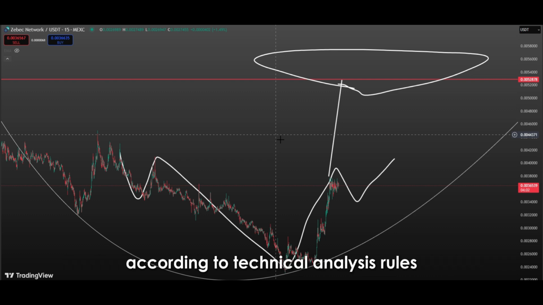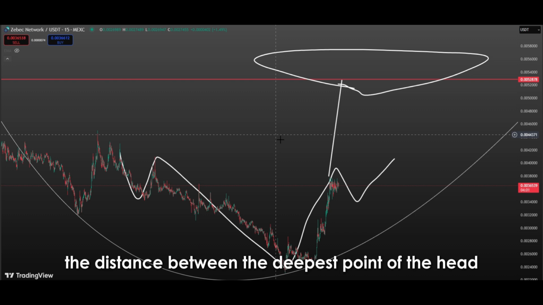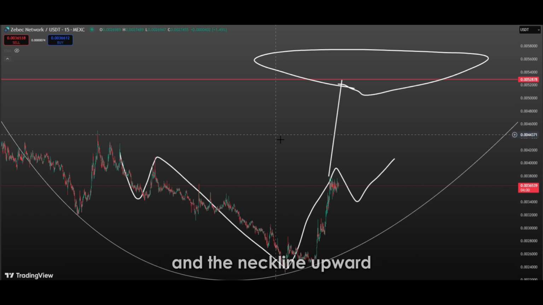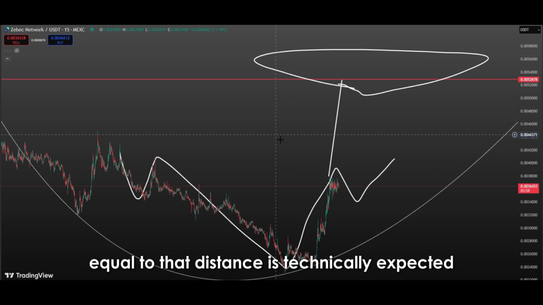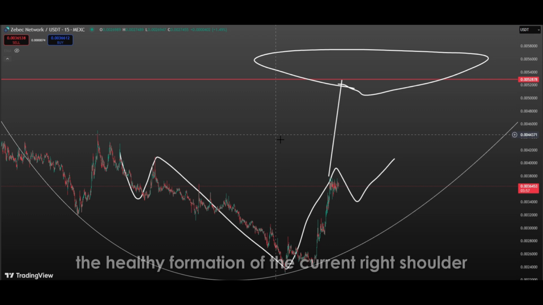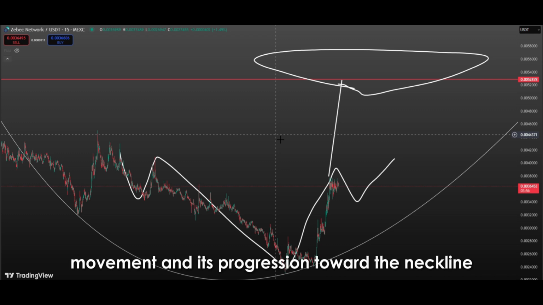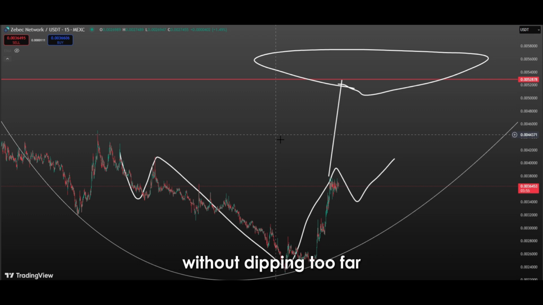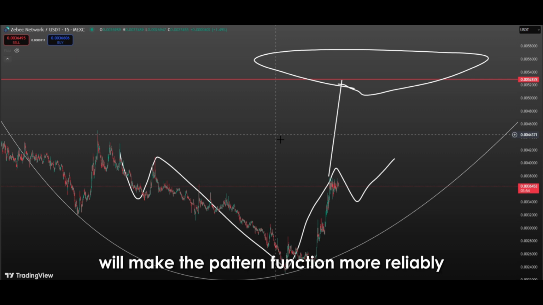According to technical analysis rules, the target after the breakout is calculated by adding the distance between the deepest point of the head and the neckline upward. So once the pattern is completed, a price rise equal to that distance is technically expected. The healthy formation of the current right shoulder movement and its progression toward the neckline without dipping too far will make the pattern function more reliably.